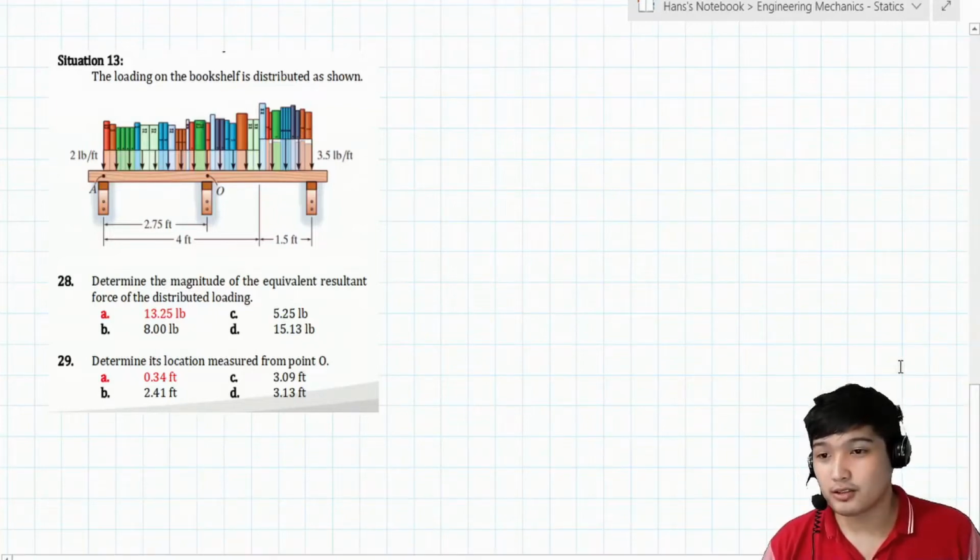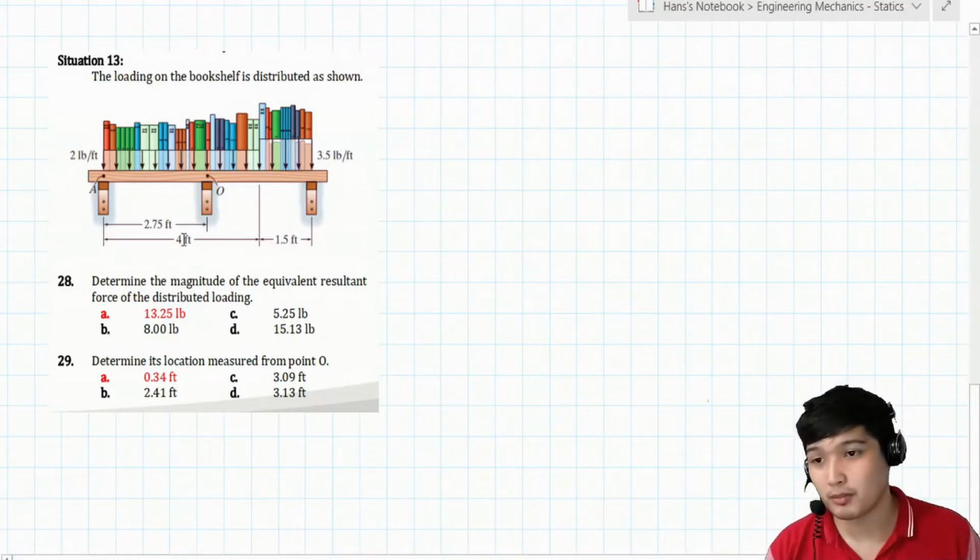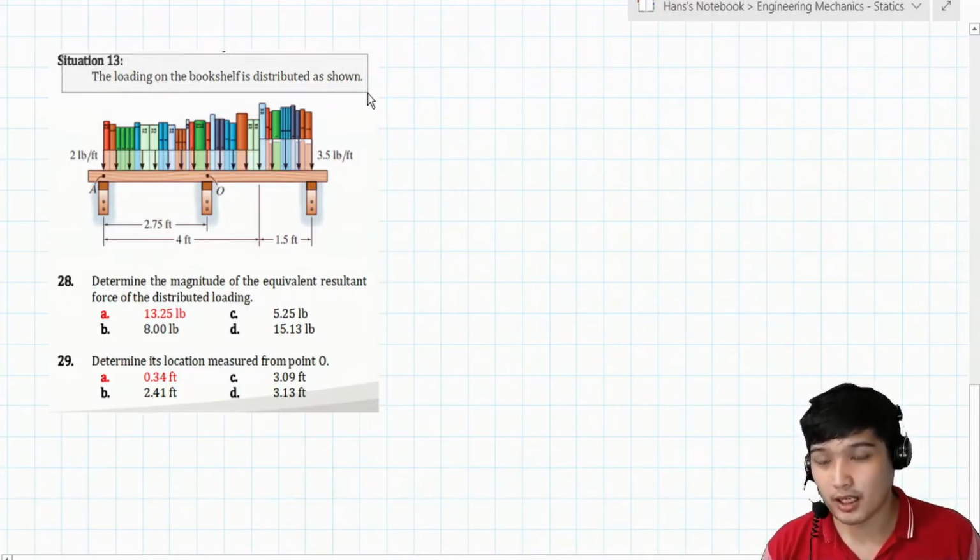Hello guys, no. So ngayon class, tapos na tayo sa mga konsepto regarding sa discussion natin sa parallel forces. Ngayon, proceed na tayo sa ating mga sample problem and let's start with our sample problem or situation 13. So sabi dito, the loading on the bookshelf is distributed as shown. So ito yung distribution, no.